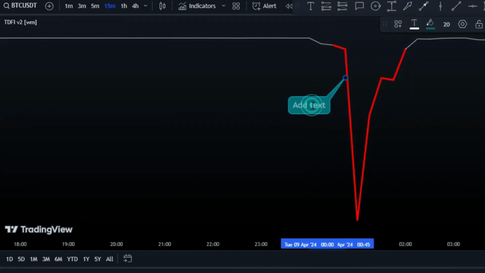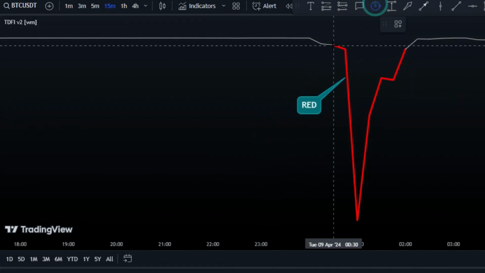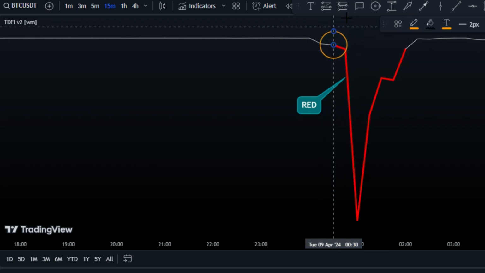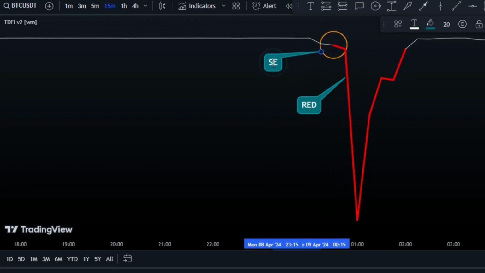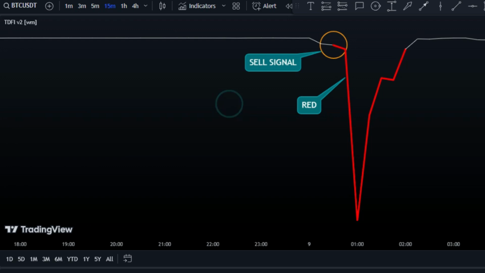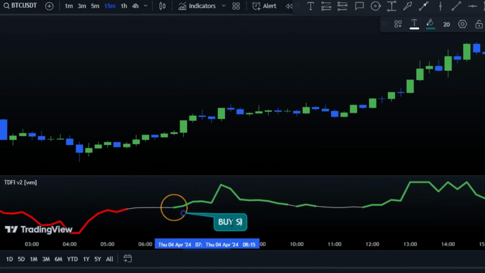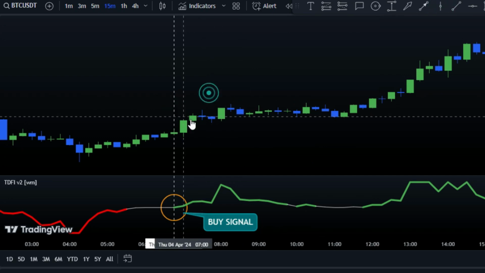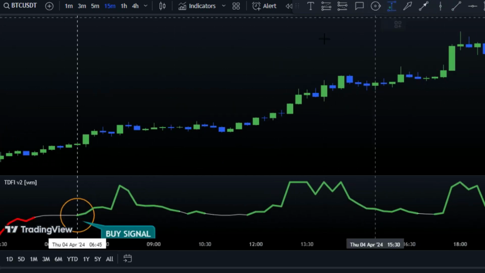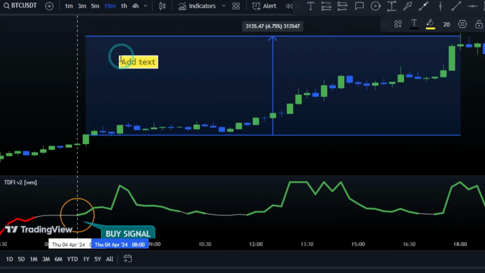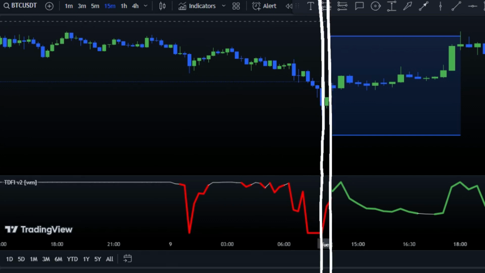On the other hand, when the TDFI line color transitions from white to red, it signals a potential sell opportunity. This color shift implies that the upward trend might be weakening or reversing, making it an opportune moment to close any long position or consider entering a short position. As you examine these examples, it becomes evident just how accurate and reliable the TDFI indicator is for generating trading signals. The visual representation of the TDFI line color changes clearly demonstrates its ability to identify potential trend reversals and entry points.